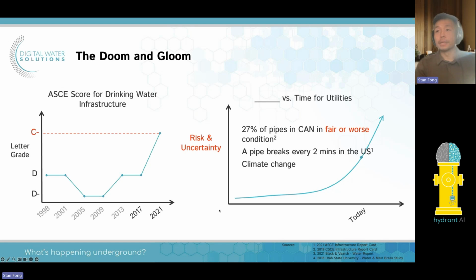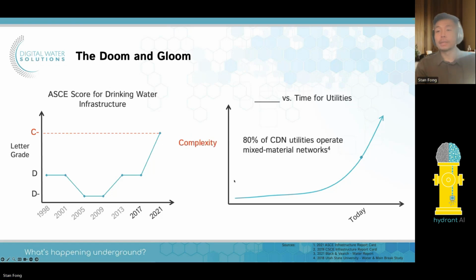Risk and uncertainty, right? So a lot of the pipes in Canada are in fair or worse condition, which means basically in need of assessment or repair. In the US, a pipe is breaking every 2 minutes, and climate change is always adding a curveball, right? Every year, we don't know what to expect. Complexity too. So again, as we kind of move away from cast iron, ductile iron, more PVC, HDPE services, you're getting more and more utilities that operate mixed material networks. So there's just different layers of complexity that you now have to deal with that you didn't have to before.